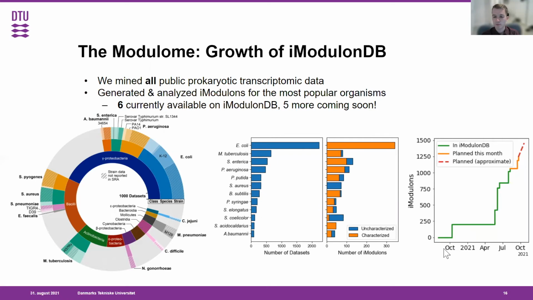Currently we have posted 6 of these organisms on iModulonDB, and there are 5 more coming soon. We already have 1,000 iModulons for you to browse on there, and 500 more on the way. So this is really exciting and provides a lot of opportunities to inform all kinds of research that might be related to the transcriptome.